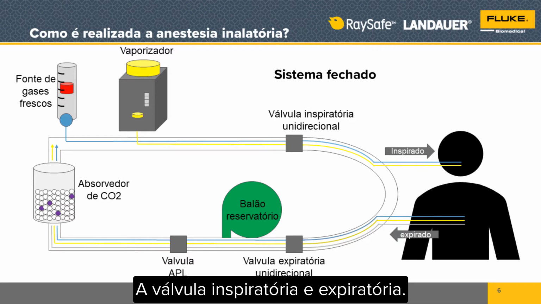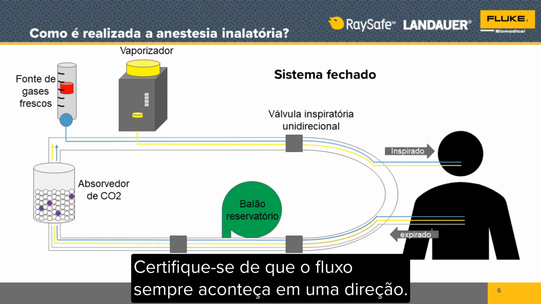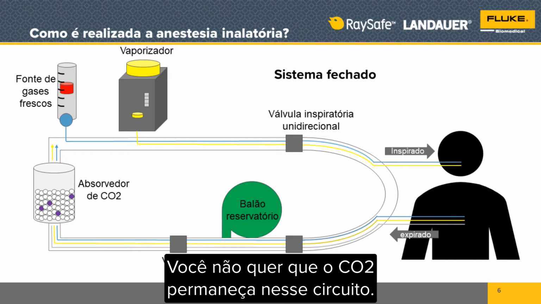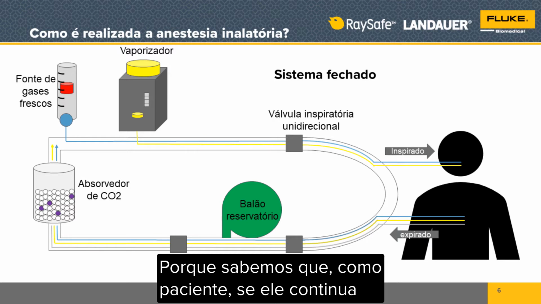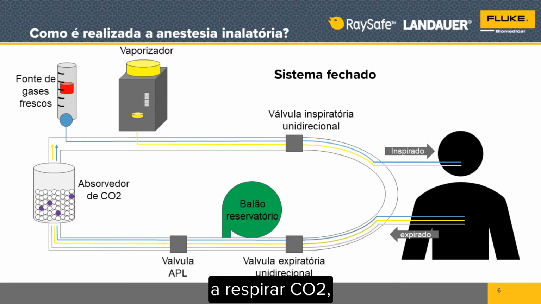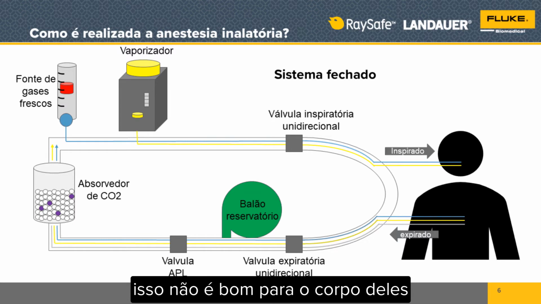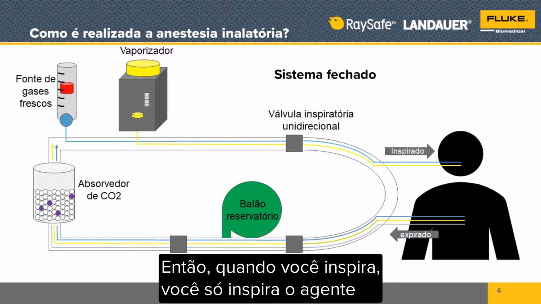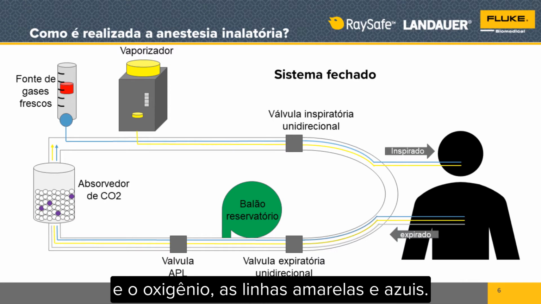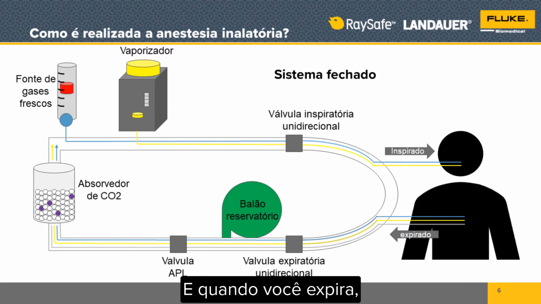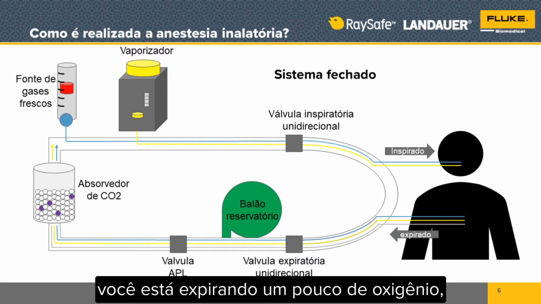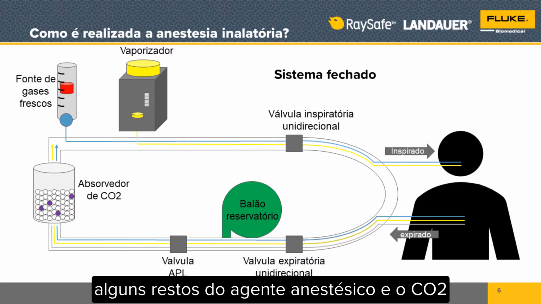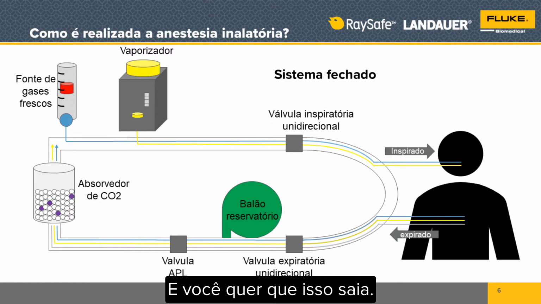The inspiratory and expiratory valve make sure that the flow always happens in one direction. You don't want CO2 staying in that circuit because we know that as a patient continues to breathe in CO2, that's not good for their body and it will deplete them of oxygen. So you want to make sure that those valves are working. So when you breathe in, you only breathe in agent and oxygen, the yellow and blue lines. And when you breathe out, you're breathing out some leftover oxygen, some leftover anesthetic agent and the CO2 that you've metabolized, and you want that to go out.